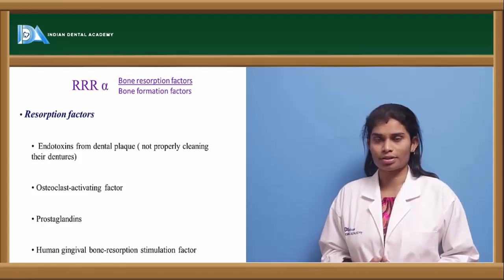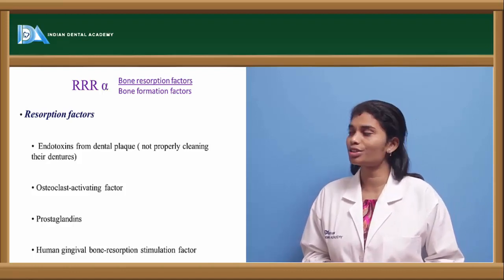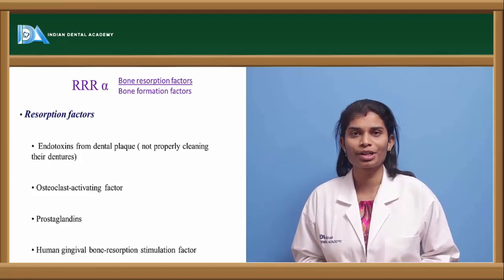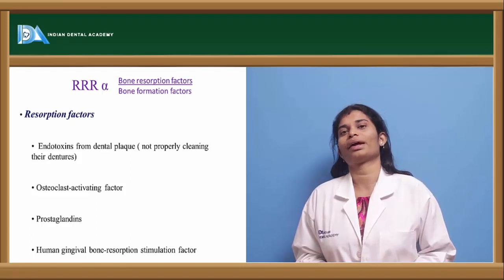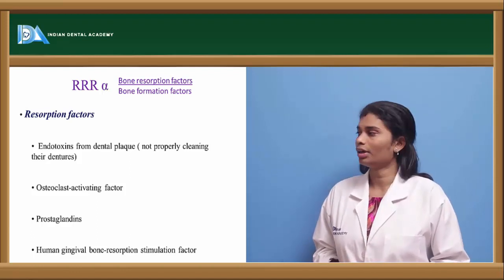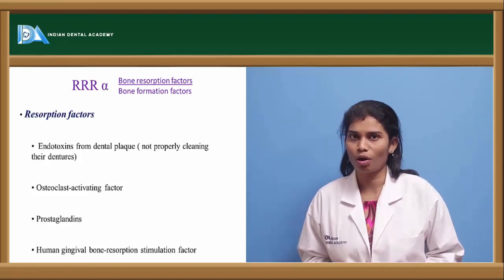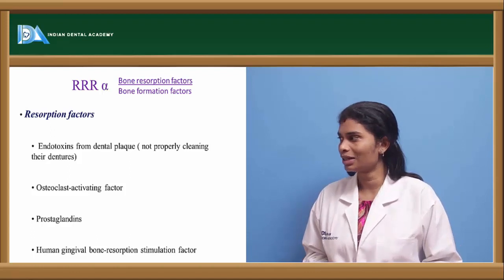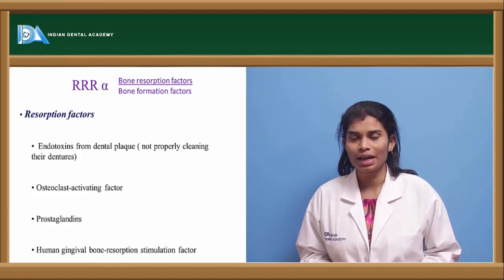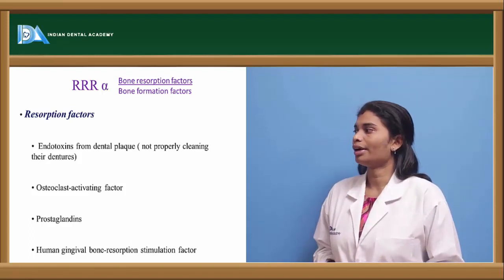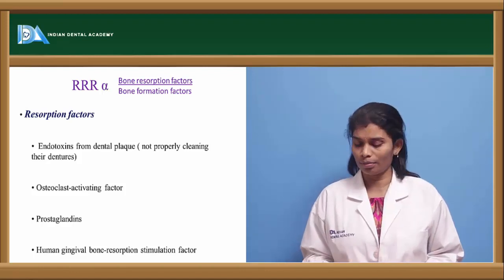What are the resorption factors? These resorption factors are the endotoxins which were released from the dental plaque present when the patient had teeth. Which means if there was poor oral hygiene, that will have a bearing on the later stages of dental condition. Osteoclast activating factor is one factor which activates osteoclasts, which are bone resorbing cells. Prostaglandins following tooth removal are mediators of inflammation which are released and help in bone resorption. And human gingival bone resorption factor is one more factor which acts in bone resorption.